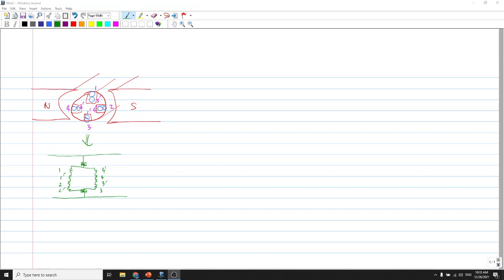Now I'm going to explain how to get the construction of the DC machine. Over here we can see that there are two poles, so from where we can see there is no north and south.